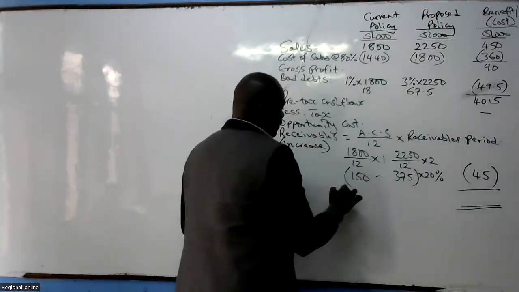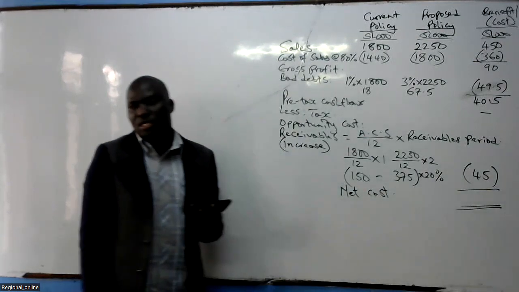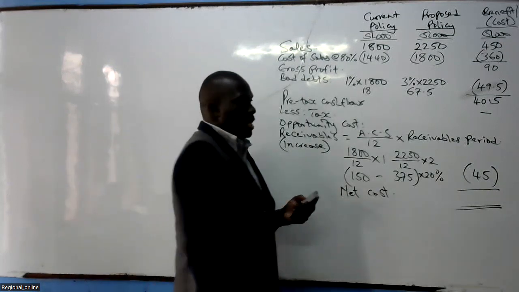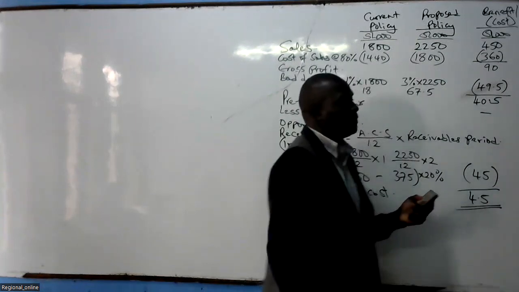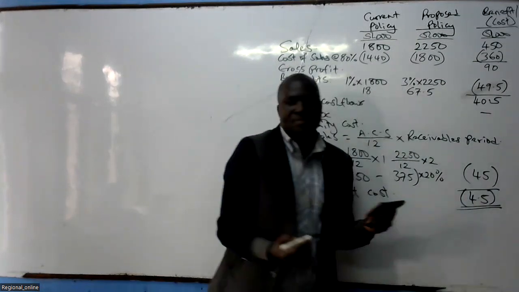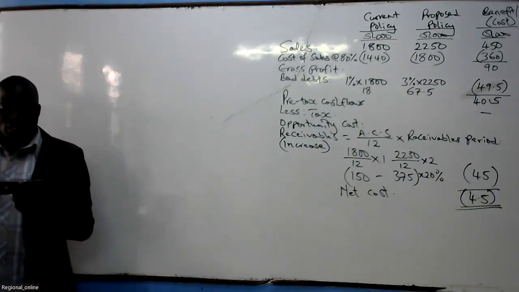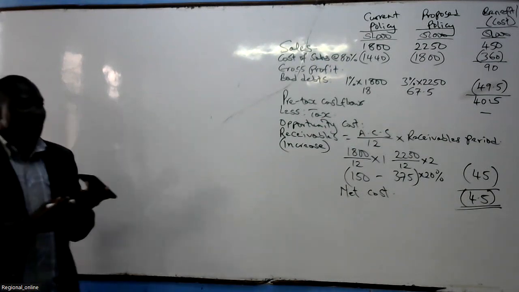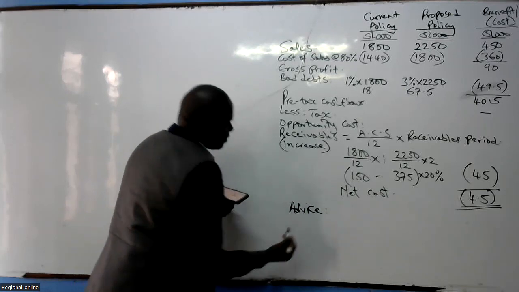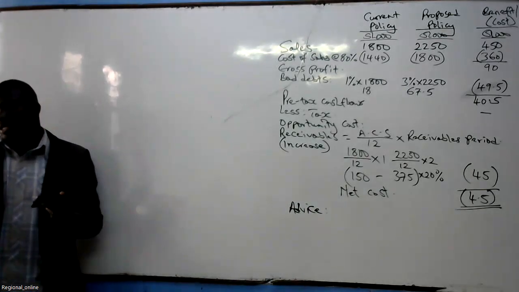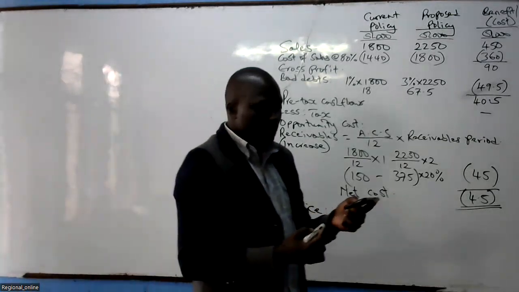So we have a net benefit or a net cost. A net cost of how much? We are told to advise the management on whether or not to ease the credit terms. So the advice would be: should they ease the credit terms? It's not beneficial here. So management should not ease the credit terms.